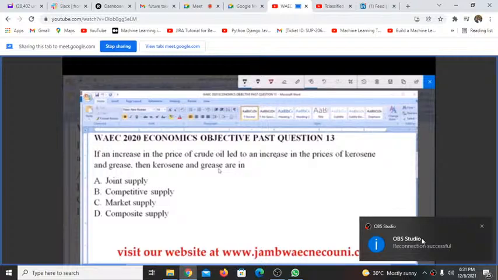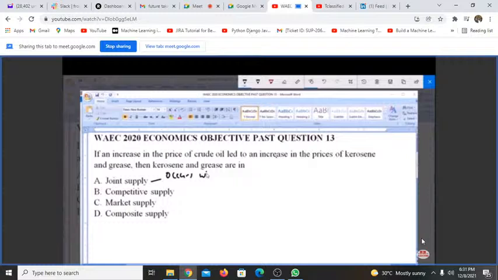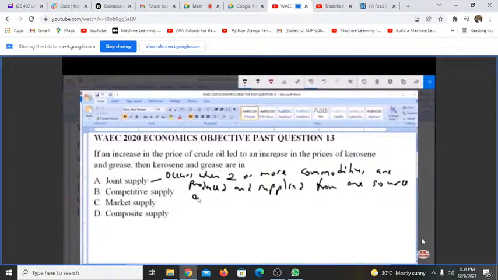occurs when two or more commodities are produced and supplied from one source or raw material. So for example, you have petrol and kerosene from crude oil. So this is where you see joint supply.